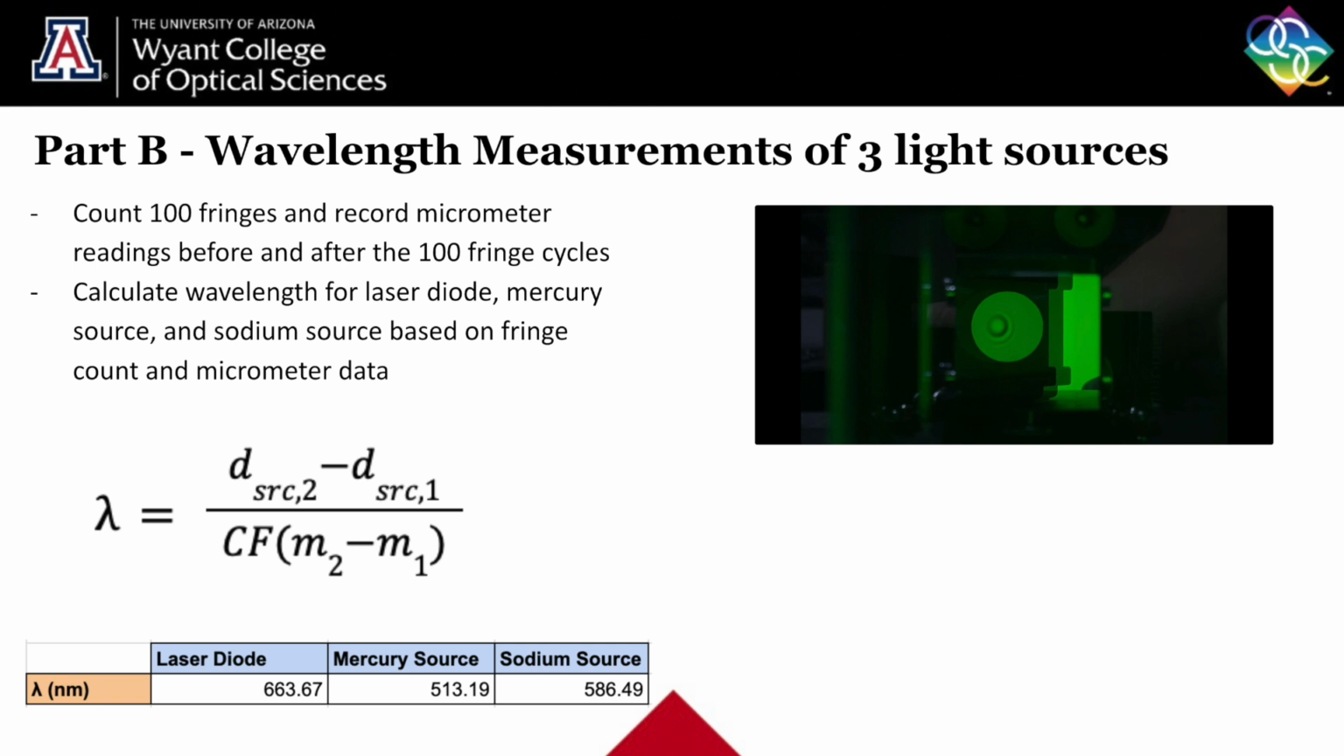To find the wavelength of the sources, we use this equation. The distance between sources is the distance we measured on the micrometer, and the calibration factor puts it in terms of source movement. The m2 minus m1 is the number of fringes we passed. In our case, we counted to 100. We use this equation to find the wavelength of a laser diode, mercury source, and sodium source. The values we got are shown here. We had a 2% error for the laser diode, 6% for the mercury source, and 0.5% for the sodium source. This error likely came from miscounting the fringes.